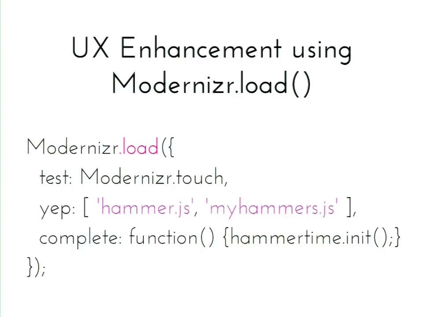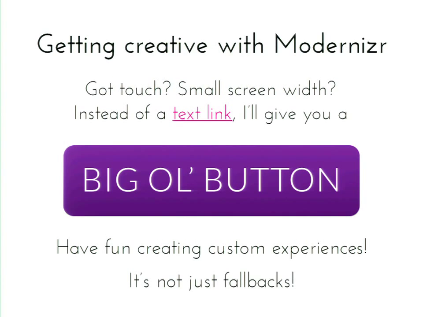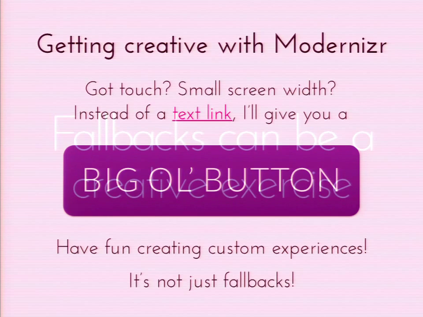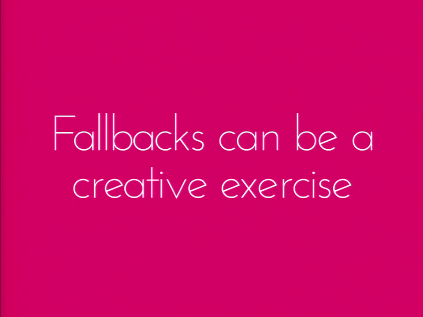So this concept of doing a test and then from there loading JS or even CSS. You can load a CSS file and add styles to a page or background images or whatever you want. So you can get creative with this on user interface, and it's fun. So, yeah, getting creative, you can take it pretty far. You can say, if you have a touch, small screen width, I'm going to give you a big button, whatever you want. But it's tempting to use it all the time. I'm guilty of that. So in this case, fallbacks can be a creative exercise. They don't just have to be, let's make a fallback. You can have fun with it. Like, if you think 8-bit, you can create a good game today on an 8-bit type of console.